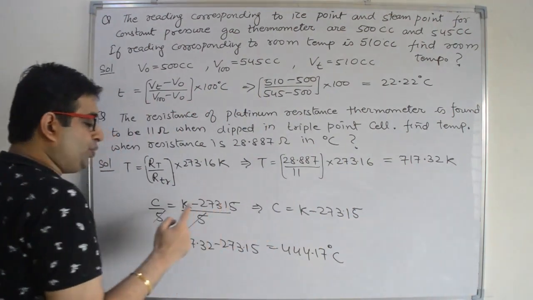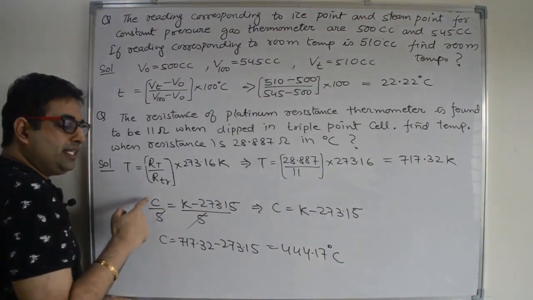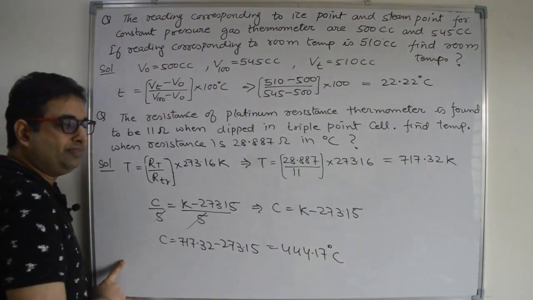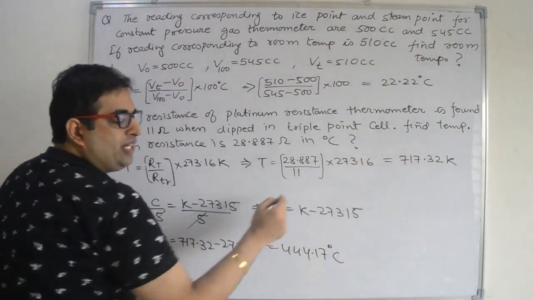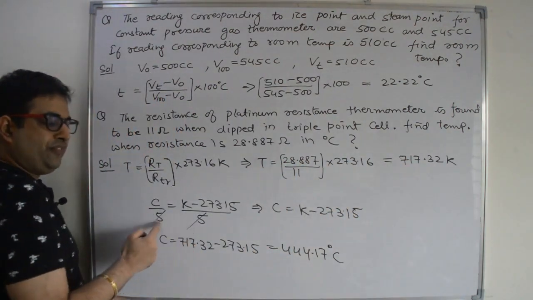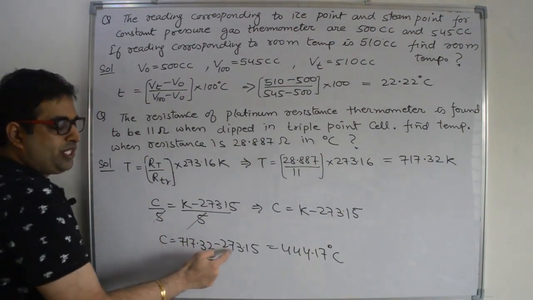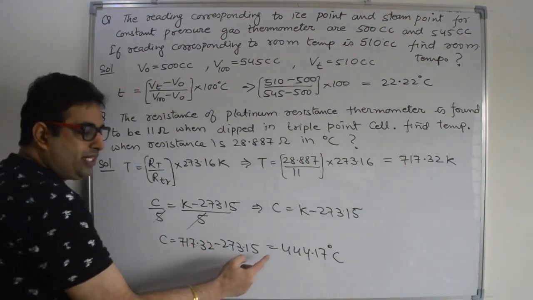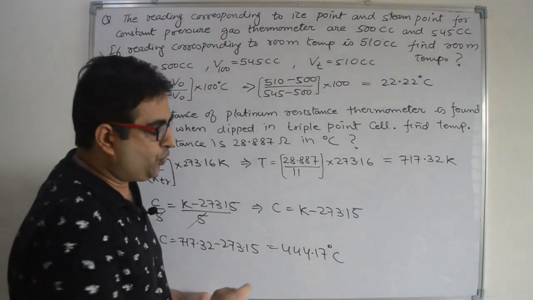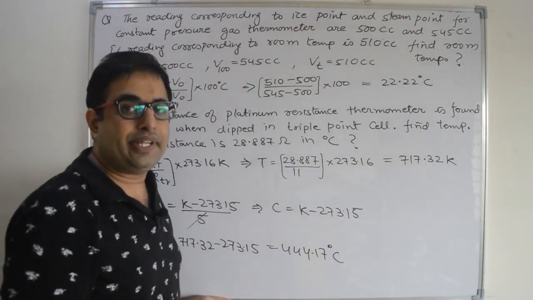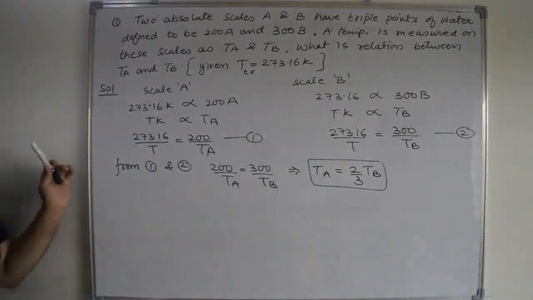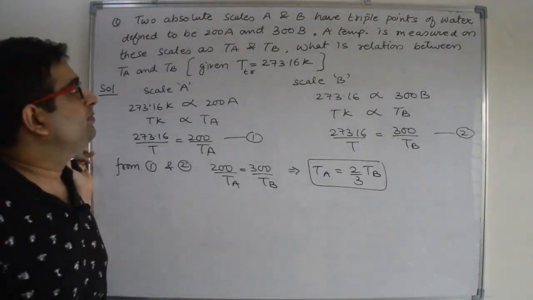So we have to use the relation for degrees Celsius and Kelvin. Put the value of Kelvin. Kelvin is 717.32. Subtract 273.15. When you subtract it, you will get 444.17 degrees Celsius as the answer. Right? Now let us see one more example.